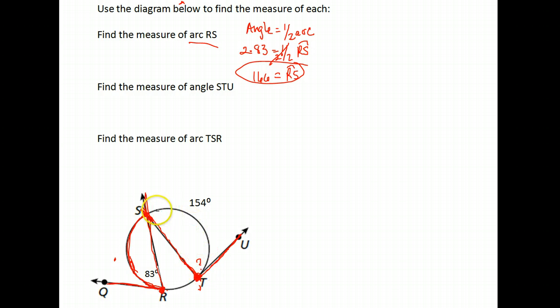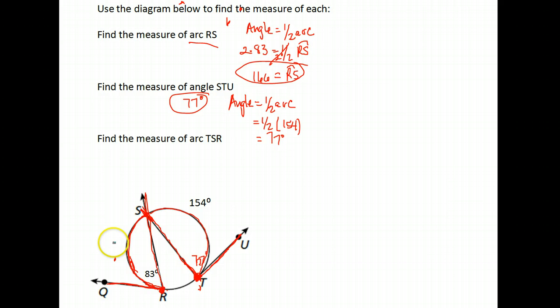We can see that the arc created by that angle starts at S and ends at T, and its measure is 154. Again, we have an angle with a vertex on the circle, so we can use our property that the angle is equal to 1/2 of the arc. In this case we're trying to find the angle. It should be equal to 1/2 of the arc, and we know the arc is 154 degrees. So if we just take 154 and divide it by 2, we will have the measure of our angle. The measure of our angle comes out to be 77 degrees. So angle STU is 77 degrees.